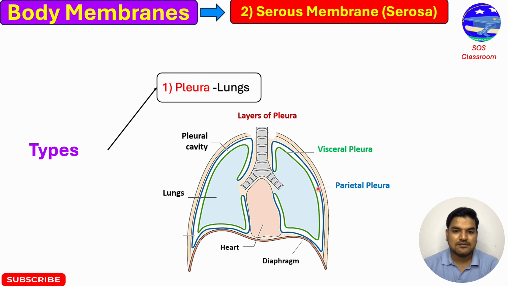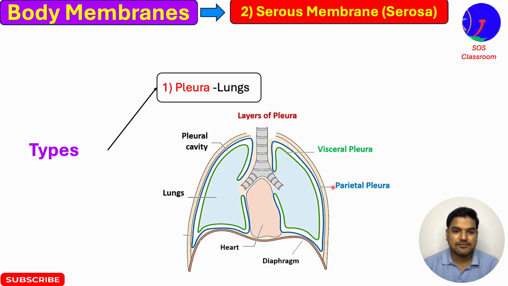Next is the parietal layer. This is the parietal layer, directly attached to the external wall of the chest wall. This is the parietal pleura. This is the visceral pleura. This is the diaphragm. Then this is the heart.